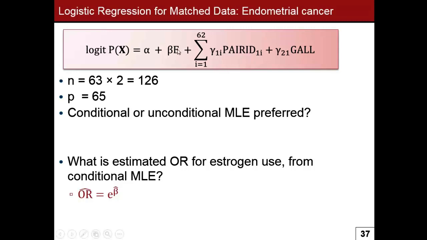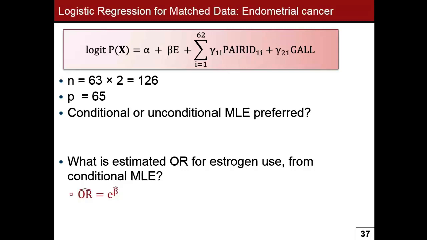So if you start talking about what you mean by unconditional versus conditional estimation, what are we talking about? How do you estimate the parameters in a logistic model? This was something we reviewed on the first day. How do you estimate the parameters in a model? You use a certain estimation procedure. What's it called?